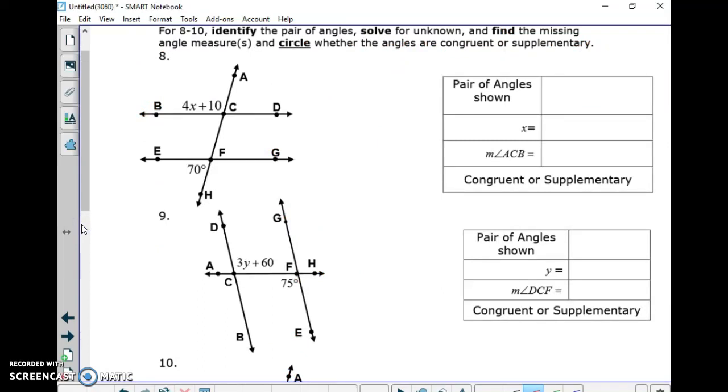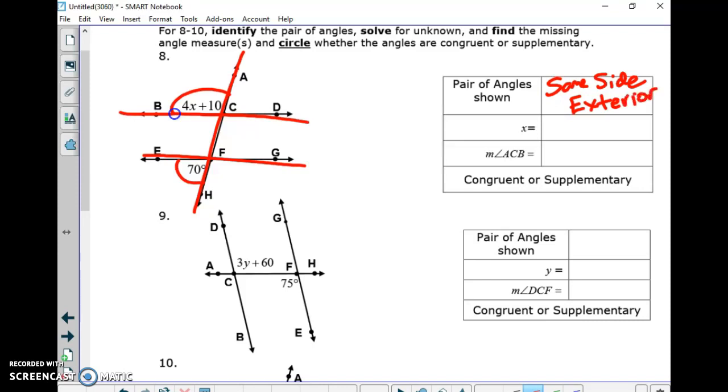8 through 10 says to identify the pair of angles, solve for the unknown, find the missing angle measures, and circle whether the angles are congruent or supplementary. So looking at these two angles that are labeled right here and right here, do you notice they're outside the parallels? So they're going to be exterior, but they're on the same side of the transversal. So that would make them same side exterior. Cool. And now we need to solve for x. So if they're same side exterior, we're going to skip to this bottom box down here. We know same side is supplementary.